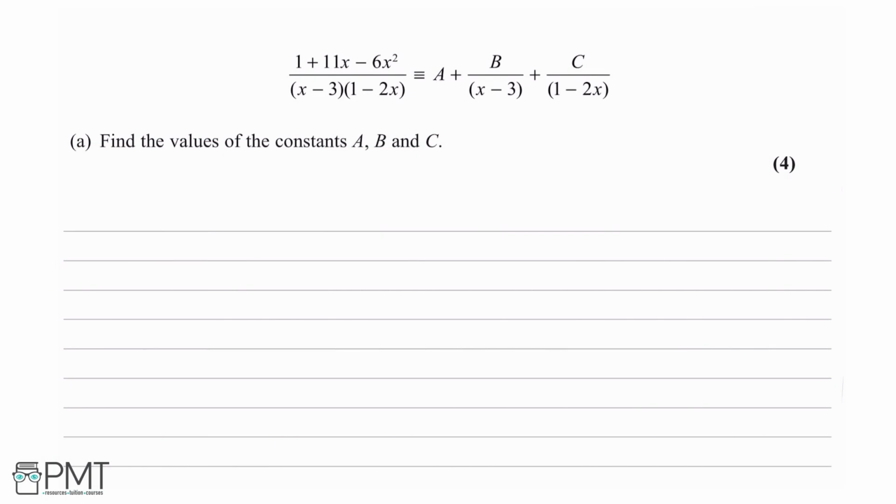We are being given a fraction which is (1 + 11x − 6x²) all over (x − 3)(1 − 2x). And we're told it's identical, as denoted by this identity sign here, to A + B/(x − 3) + C/(1 − 2x). We have been asked in part A to find the values of the constants A, B and C for 4 marks. I'm going to highlight that A, B and C are constants.